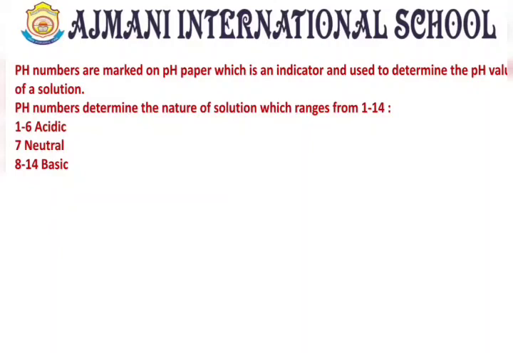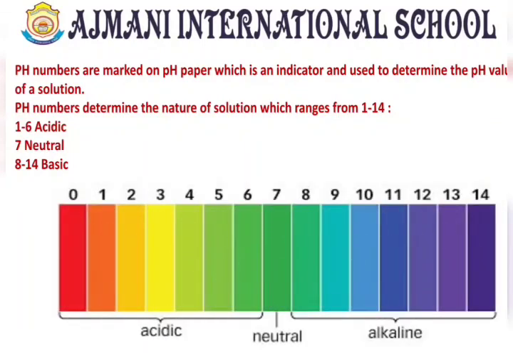Now, there is one more type of indicator called pH paper. pH paper has some numbers marked on it which are used to determine the pH value of a solution. If the pH number is from 1 to 6, the substance is called acidic substance. If it is 7, it is called neutral substance. And if it is 8 to 14, then it is called basic substance. As you can see on your screen, 0 will be the highly acidic substance, whereas 7 will be the neutral substance, and at 14, the substance would be highly basic in nature.